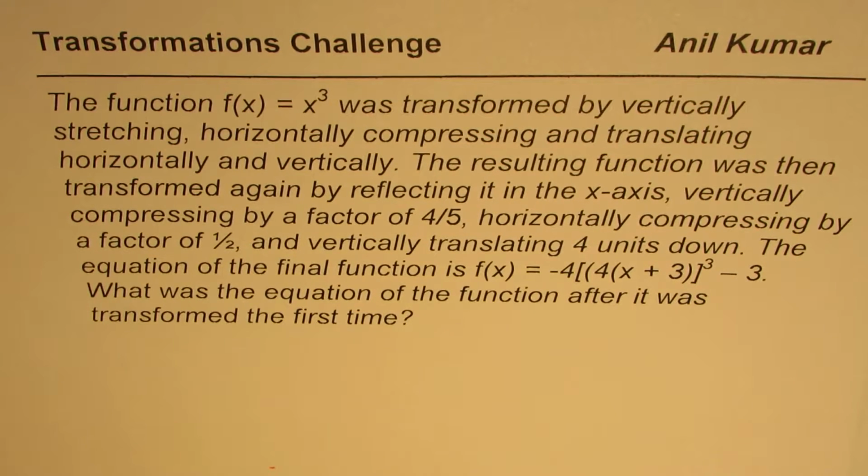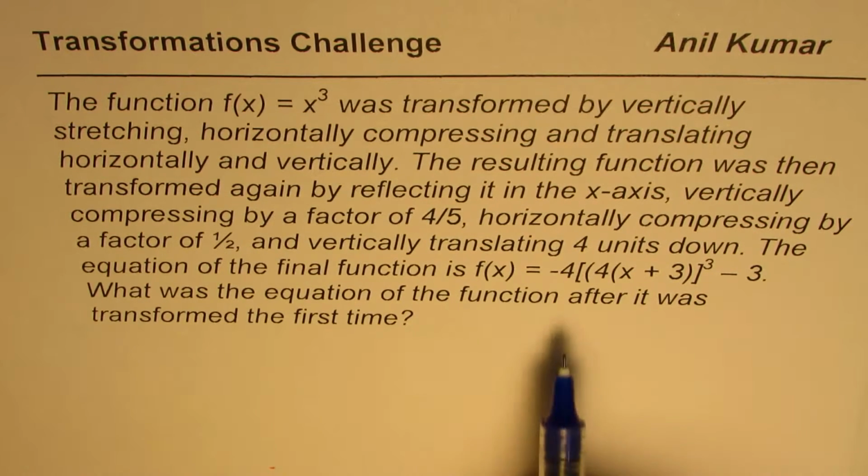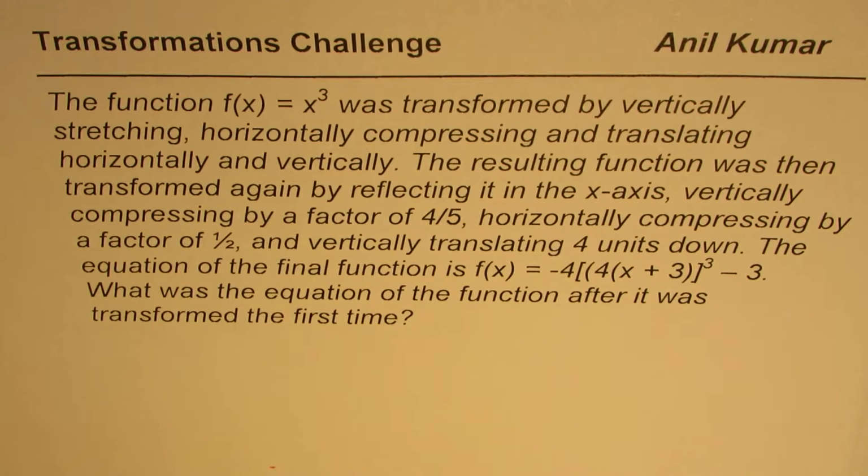vertically. The resulting function was then transformed again by reflecting it in the x-axis, vertically compressing by a factor of 4 by 5, horizontally compressing by a factor of half, vertically translating 4 units down. The equation of the final function is f of x equals minus 4 times x plus 3 whole cube minus 3. What was the equation of the function after it was transformed the first time?